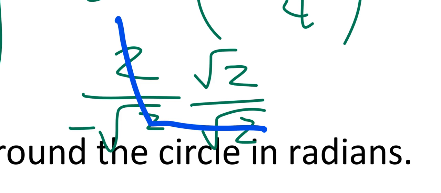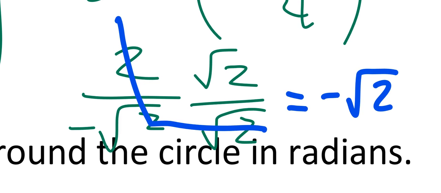You see that magic? Okay. So we did end up with negative radical 2 as our final. The secant of negative 3 pi over 4 is negative square root 2.